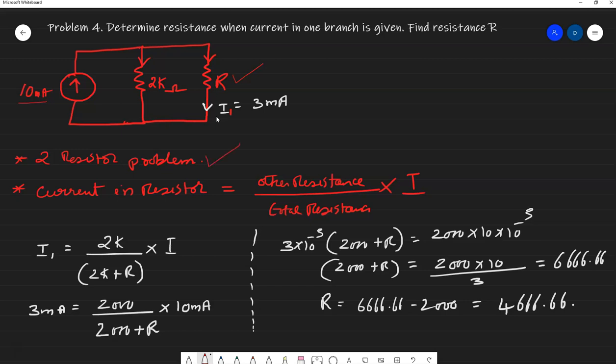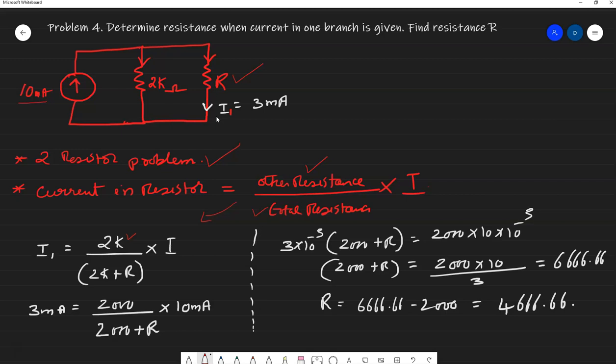Again, this is a problem with 2 resistors, and memorize this: the current in a resistor is equal to the other resistance divided by the total resistance times the main current. If you apply this formula here, the current I1 is the other resistance 2K divided by the total resistance, which is 2K plus R, times I. Put in the values you have been given: 3 milliamps is equal to 2000 divided by 2000 plus R times 10 milliamps.